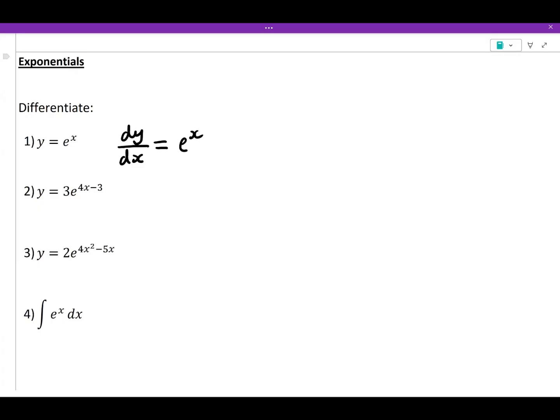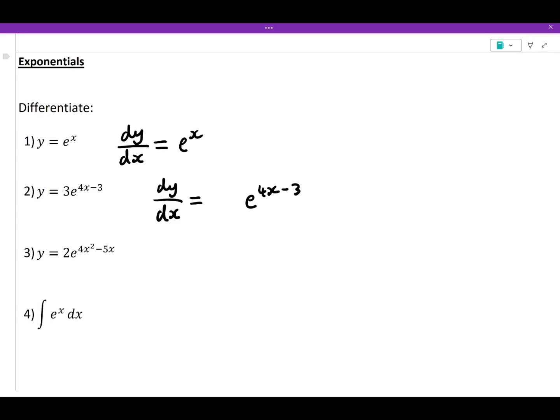Now let's look at a slightly more tricky one. We've got y equals 3 times e to the power of 4x subtract 3. We've got a 3 multiplying in front, and we've also got a power which looks a bit more complicated. Our derivative dy by dx would be equal to, and what happens is the e to the power of 4x take 3 part stays the same.